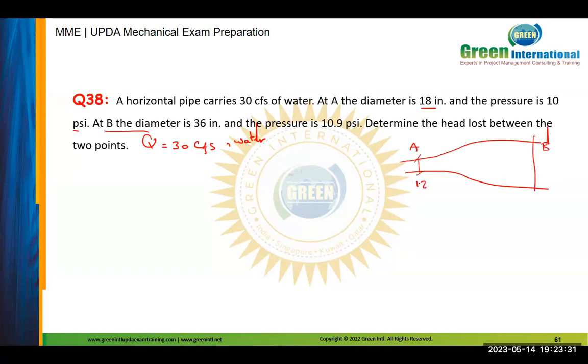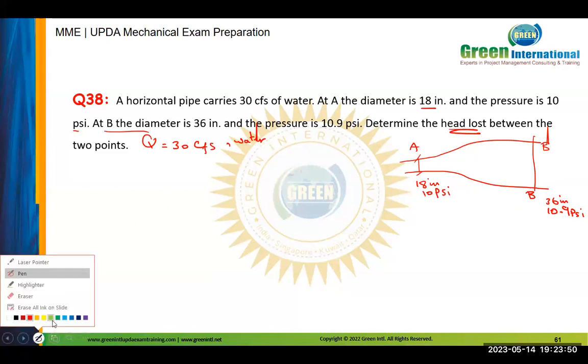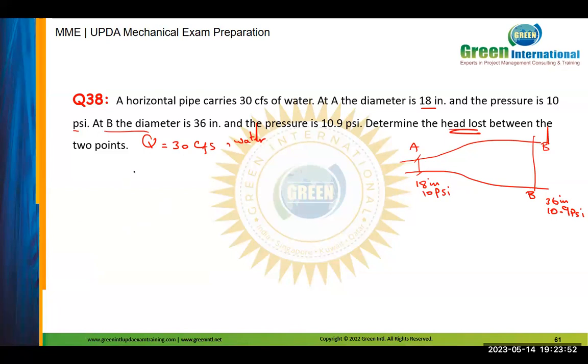For the A cross section it is 18-inch. For the B cross section, this is 36-inch. This is 10 psi, and the other one is 10.9 psi. Determine the head lost. So what is requested here? Head lost. Is anything mentioned for this problem? No. No pump, no turbine.